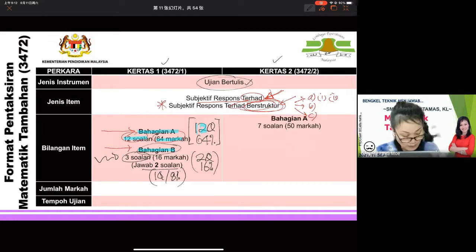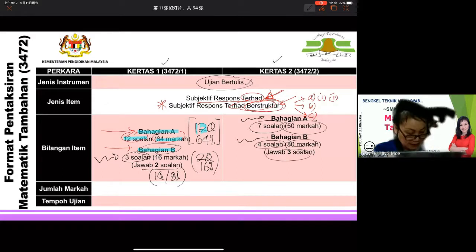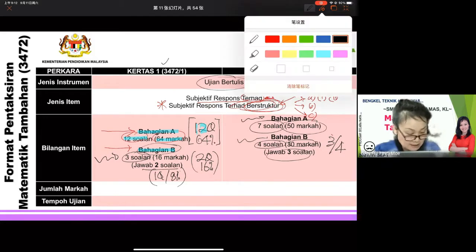We go to paper 2 first. Paper 2, bahagian A, we compare. Bahagian A, 7 questions, 50 marks, right? And bahagian B, you have 4 questions, 30 marks, jawab 3. This is our note put here in this way. This is compulsory to answer. This is compulsory to answer.